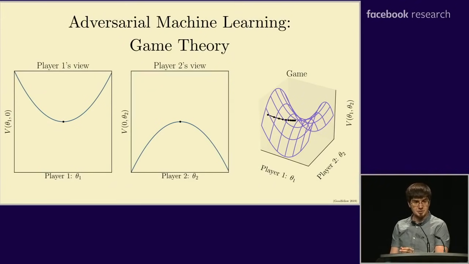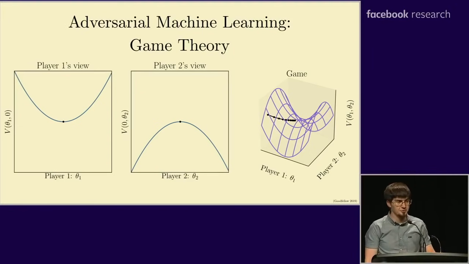If you look at cross-sections through the cost function in terms of the parameters that each player can control, player 1 is looking for a local minimum and player 2 is looking for a local maximum. If they both find a point like that at the same time, it's called a Nash equilibrium. We think of that as a solution to the game because neither player can improve their cost without controlling the other player. So that's the main difference between traditional machine learning and adversarial machine learning.